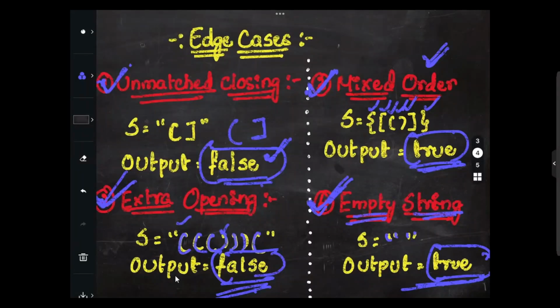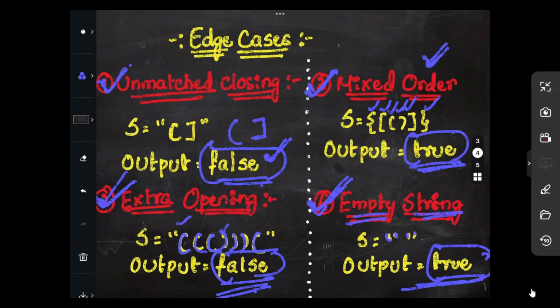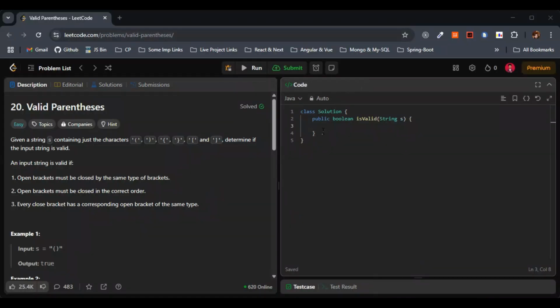Now we are familiar with the approach as well as the edge cases. It will be easier to write the code. Now let's start writing the code, or implement our thinking process in the form of code.